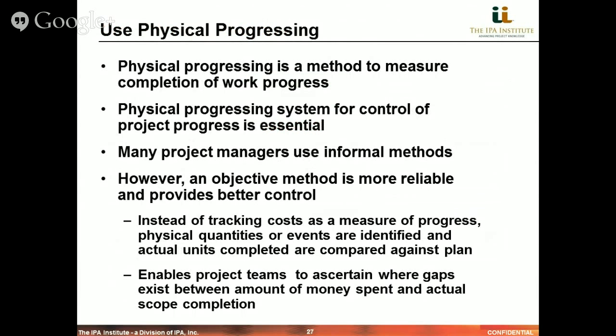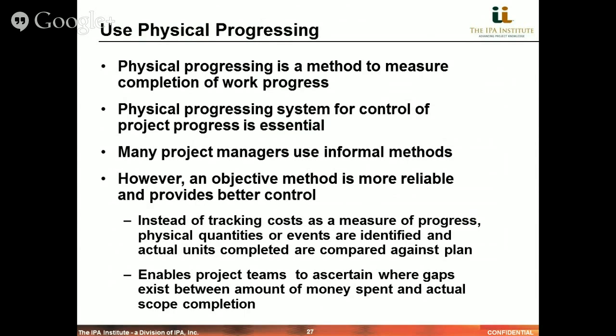Physical progressing, simply put, is a method to measure completion of the work. It is a mechanism for understanding how far the work has progressed using actual deliverables, actual measurable items, as opposed to simply estimating percents complete, or worse yet, using hours as a measurement of progress. And physical progressing is essential. It's an essential skill that helps maintain the control of our projects.